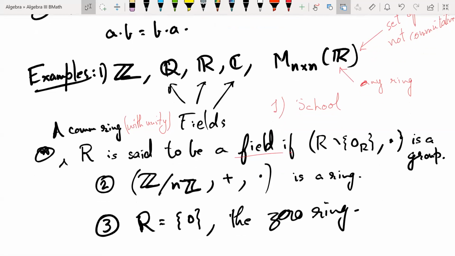And this third example, which I should have discussed, maybe this should be the 0th example. So if you consider the set 0 with plus and dot, there is only one way to give two binary operators on them, and they are actually the same binary operator. 0 plus 0 is 0, and 0 times 0 is 0. So this is called the 0 ring.